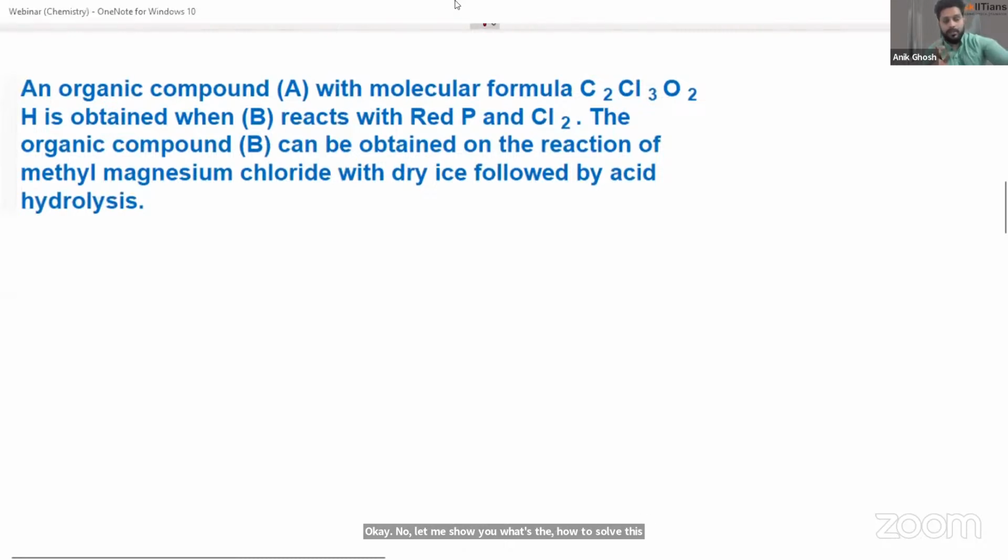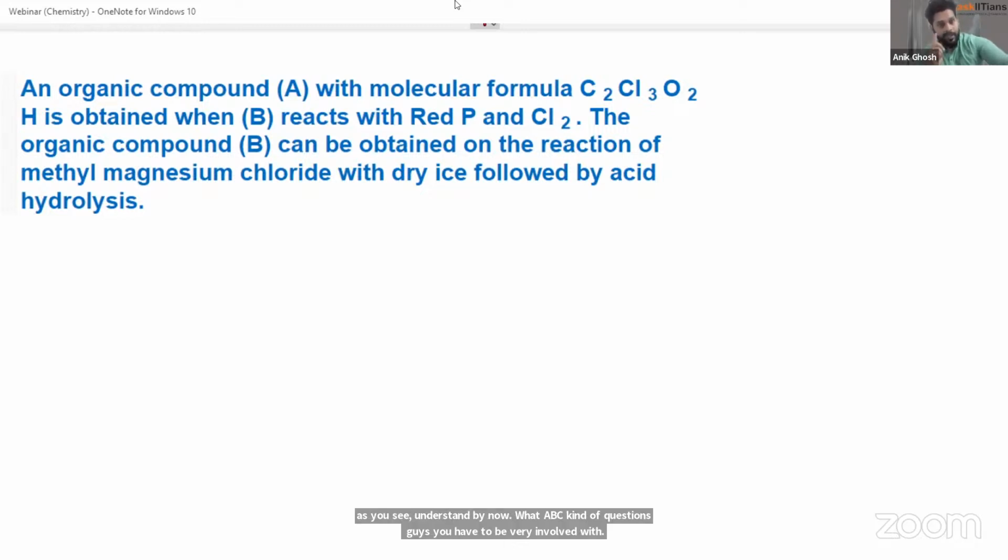As you can see, for ABCD kind of questions, guys, you have to be very thorough with one, the tests, and two, the name reactions. I'm going to send you a list of all the tests and all the name reactions that you have to do. I have already made that list, and I am pretty confident that if you just go through those 25, the total number of tests and name reactions combined is 25 things.